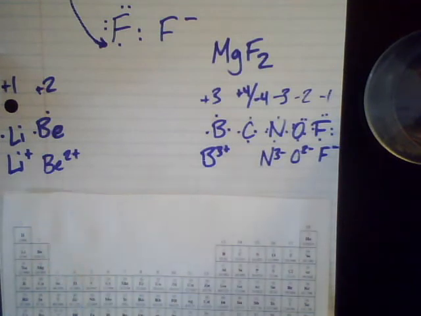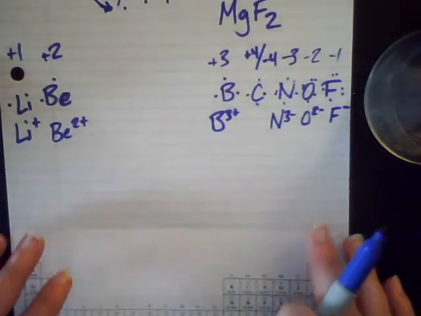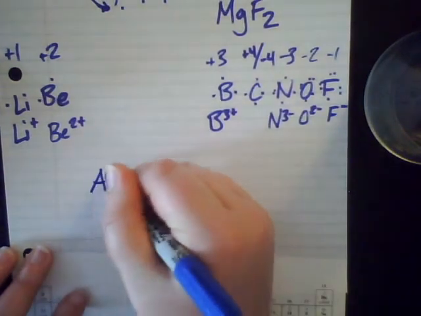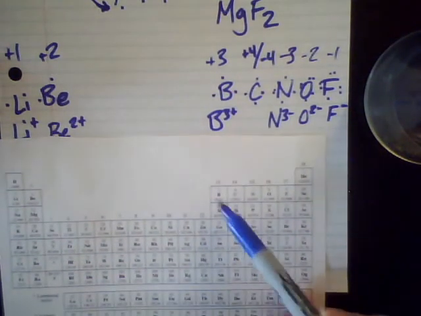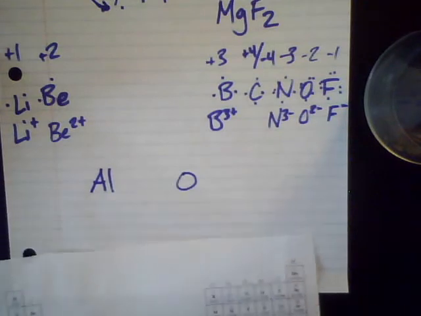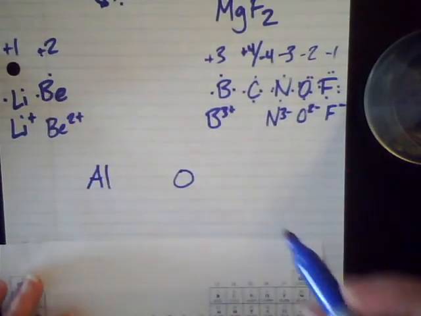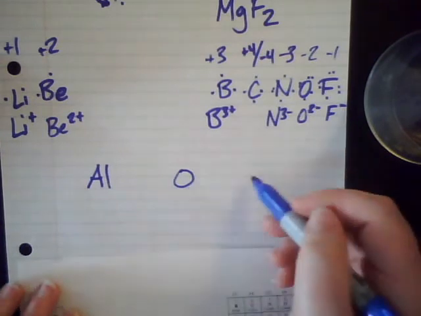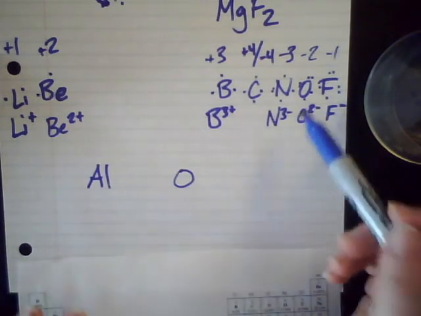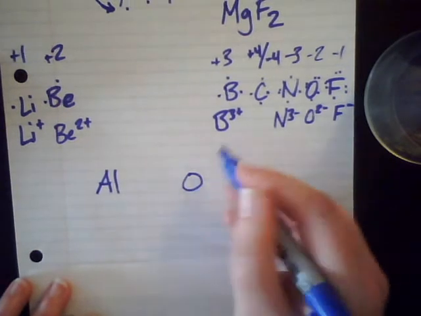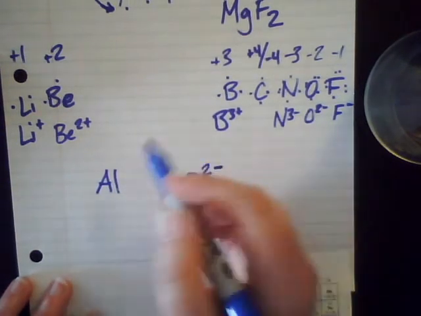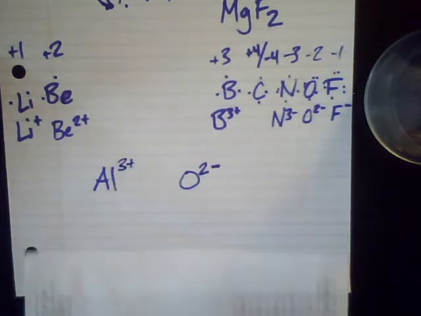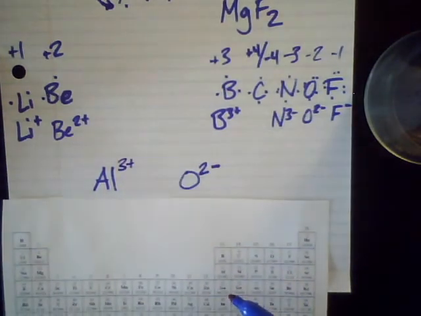Okay, so let's practice with this a little bit more. Let's take aluminum and oxygen. Now aluminum is in column 13 or 3A. It's right below boron, has 3 valence electrons. Okay, and then oxygen has 6 valence electrons, so it wants to pick up 2. So oxygen likes to form a 2- ion, and aluminum likes to get rid of those 3 electrons, giving you a 3+. Okay, so I just figured that out based on where it is on the periodic table.